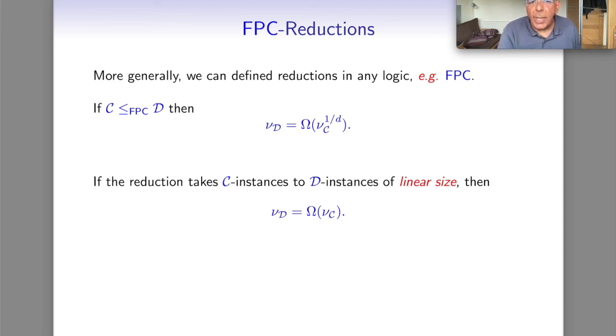If it happens that the reduction takes structures in C to structures in D of linear size, if the blow up in size is not n to the d, but linear, then we actually get a lower bound which is, up to a constant, the same.